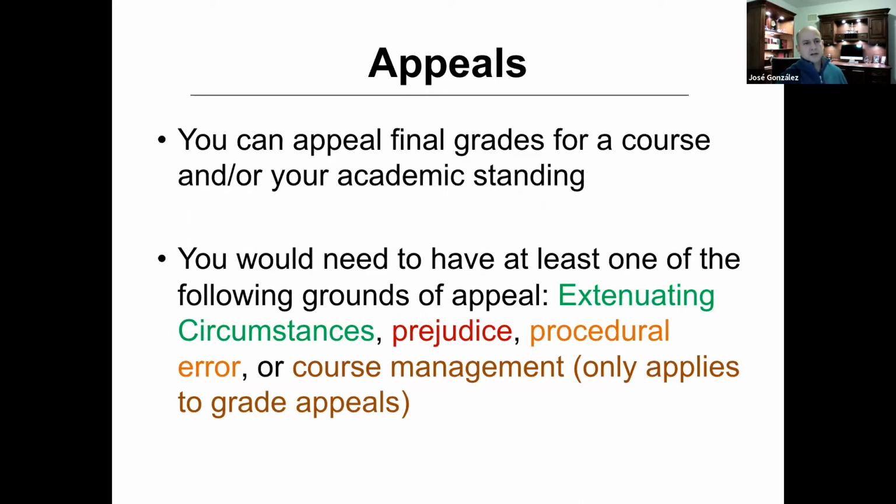grounds for appeals, those ones that are in policy 168. And basically they are the same grounds, and only the grade appeal has one that doesn't apply to standing, but the rest are the same. And those grounds, you can read them there. So extenuating circumstances is the first one, that applies for both grade and standing. Prejudice, again, applies for both grade and standing. Procedural error applies for both grade and standing. And then the last one, course management, that one only applies if you file your grade appeal. Again, so if you have academic standing issues, go for both academic standing appeal and grade appeal.